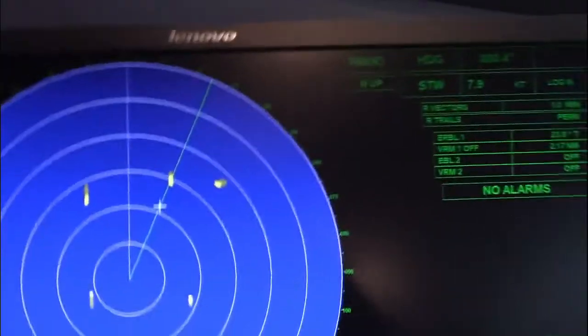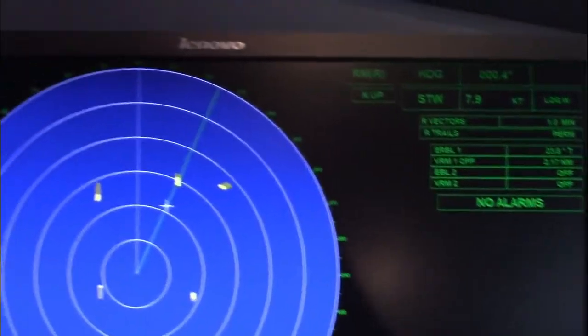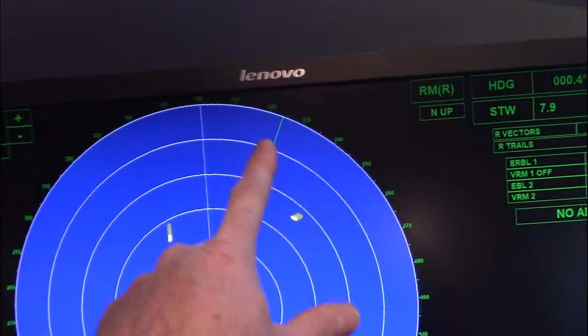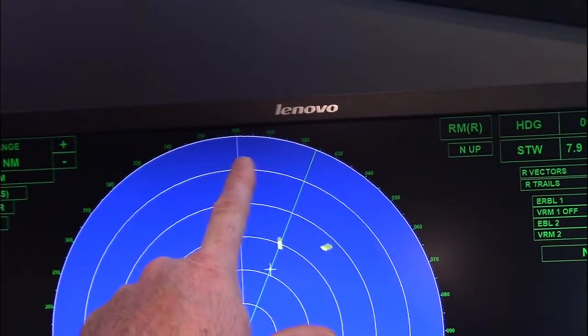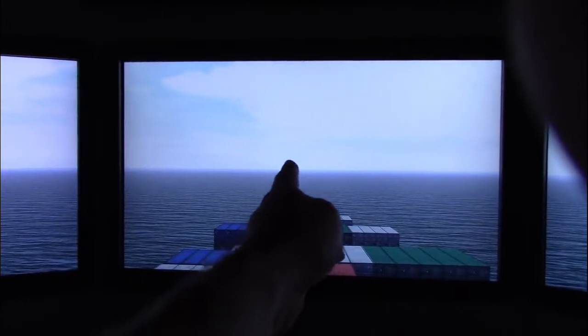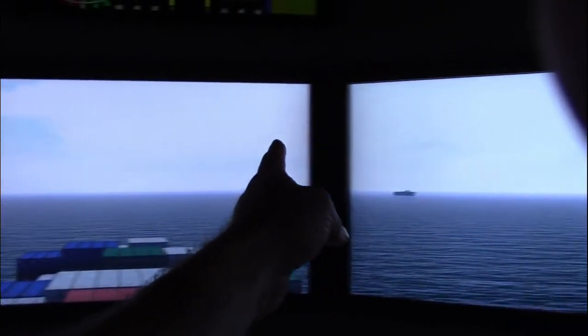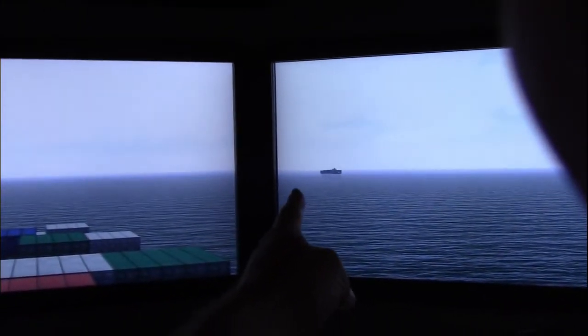So it's 25 degrees, it's 025 true, and it's also 25 degrees off of our bow. This is where we're headed right now. That's our heading line. It's 25 degrees off of our bow. So if I wanted to find that vessel, I would look out the window and look directly ahead, and then I would come over about 25 degrees, and that is where that vessel is.